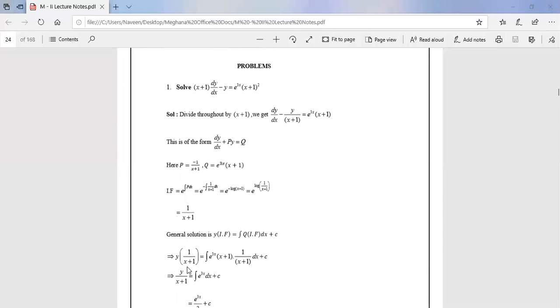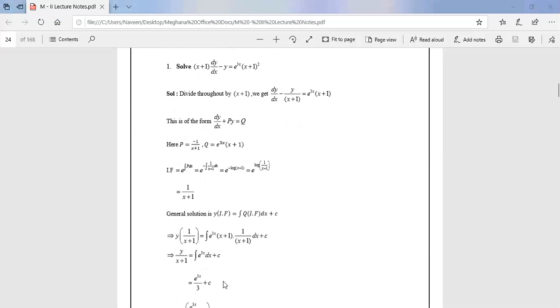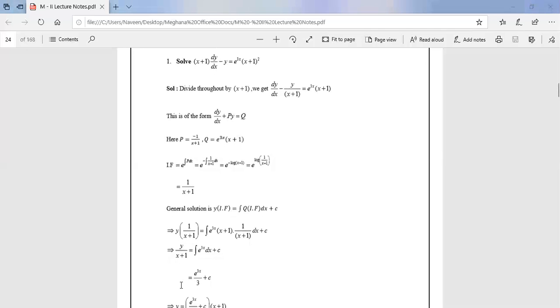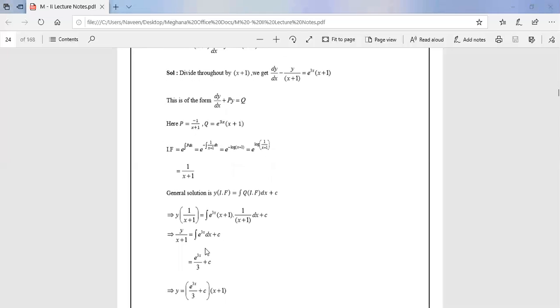So it becomes y by x plus 1 is equal to, x plus 1 gets cancelled, we get integral e power 3x into dx plus c. Which is equal to y by x plus 1 is equal to e power 3x, integration is e power 3x by 3, plus c.